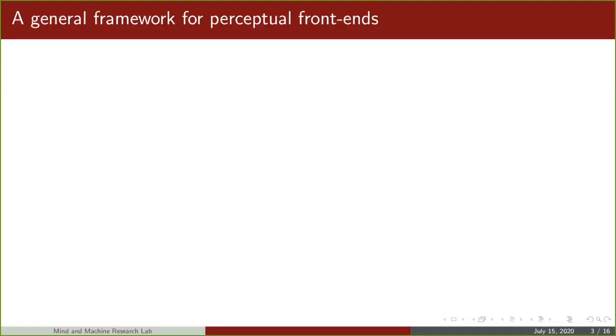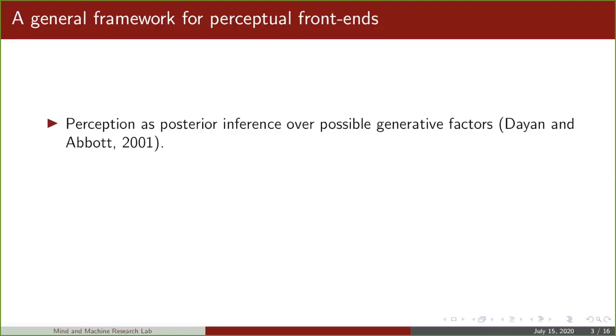Now, before we dive into the details of the model, a good question is, we're going to implement some form of perceptual front end, right? And we want to know what assumptions such a framework, such a model, should follow. The first assumption is that perception is a problem of posterior inference over some generative factors. So for example, when you see a raw input stimulus, your brain infers the shape, the color, these higher level, more abstract properties of the stimulus. And we can use that information to make decisions afterwards.